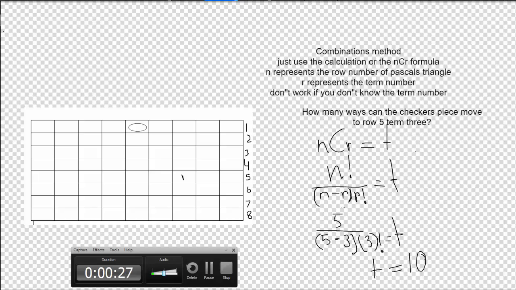An example of a combinations method question is this. How many ways can the checker piece move to row 5, term 3? So I did this for you for the sake of time. So n choose r equals t. n factorial over n minus r factorial times r factorial. So this is a substitution, and t equals 10, meaning there's 10 ways to get from this point to row 5, term 3.